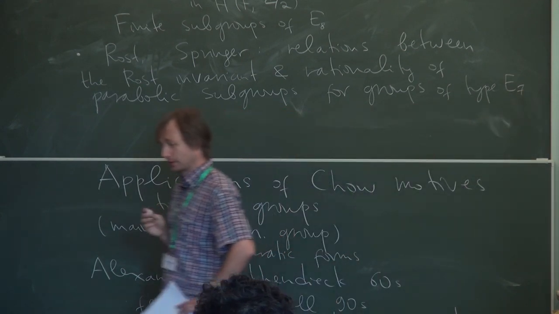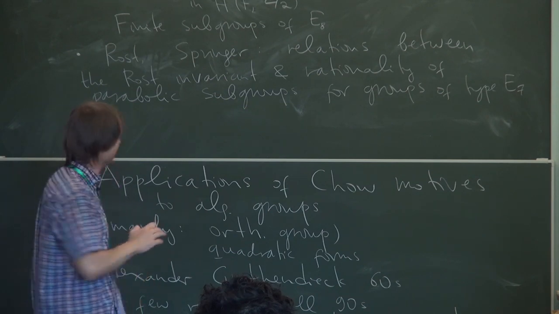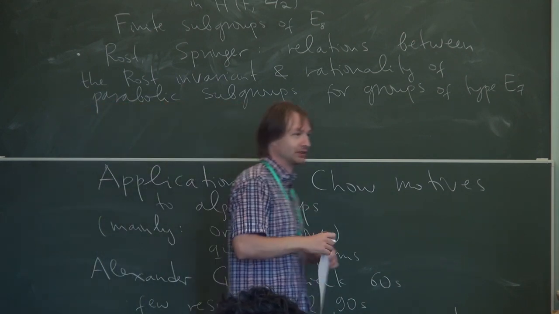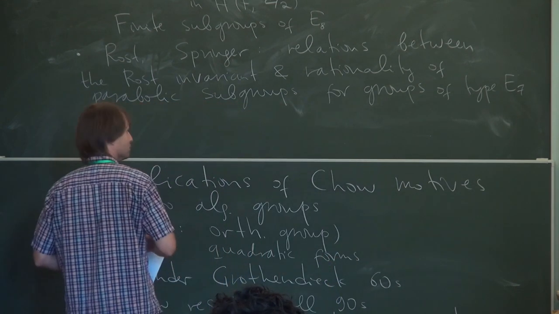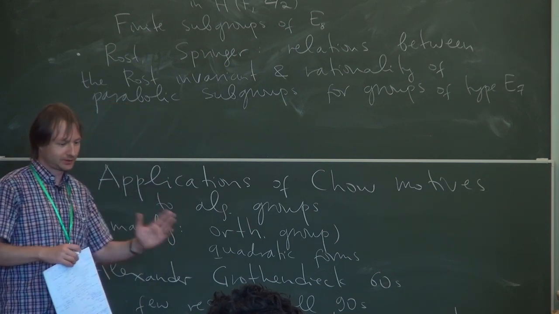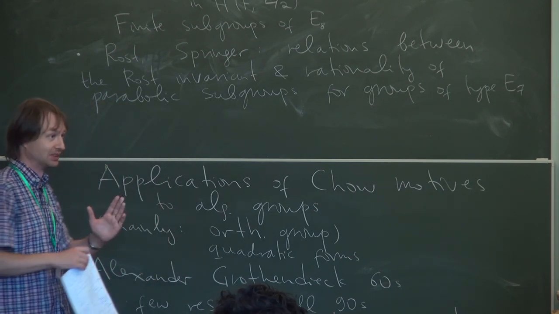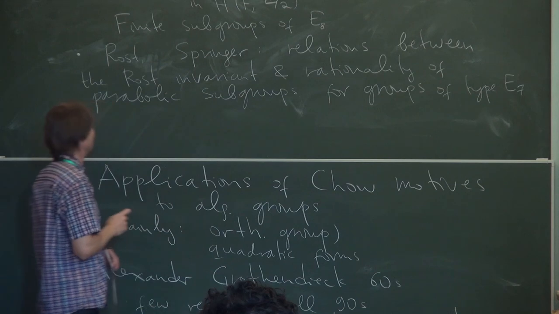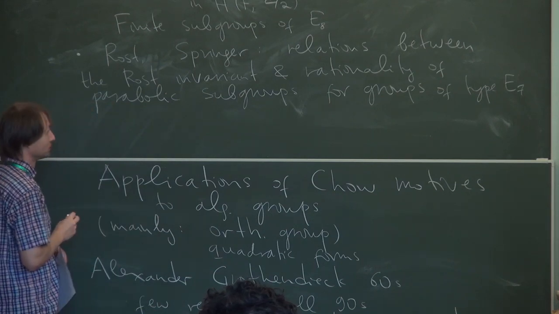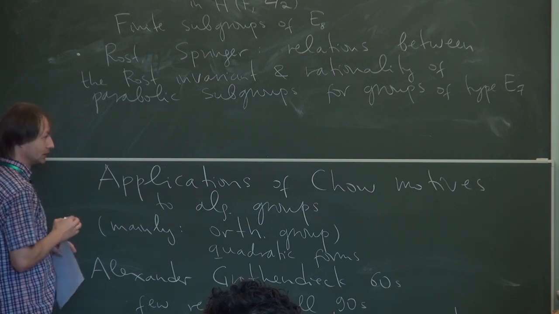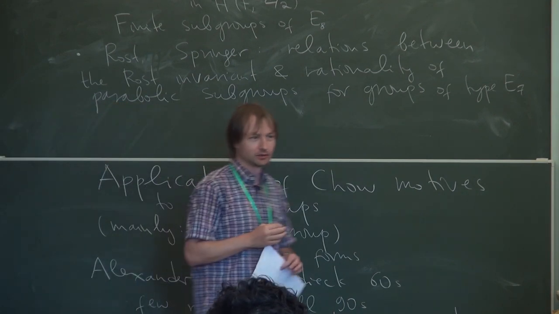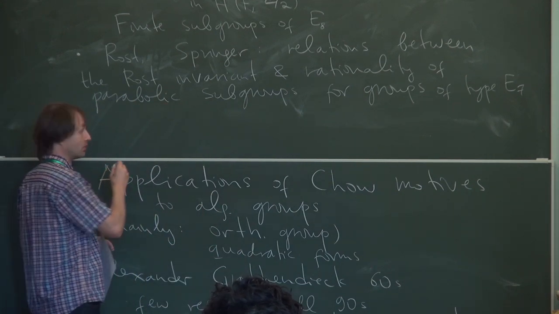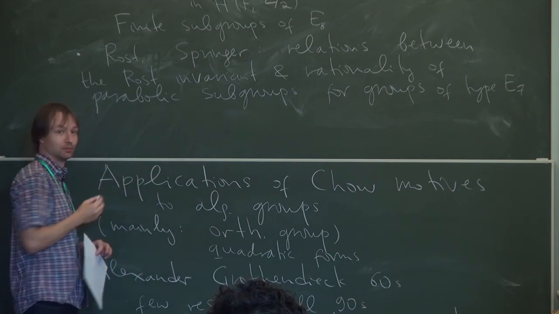Well, actually, Rost had a very concrete conjecture, and Springer just raised a question in general: is there a relation, and what can we say about this? And indeed, there is some sort of one-to-one correspondence, in some sense, between values of the Rost invariant and rationality of some parabolic subgroups. And this was settled using motives very recently, in my joint paper with Skip Garibaldi and Viktor Petrov.